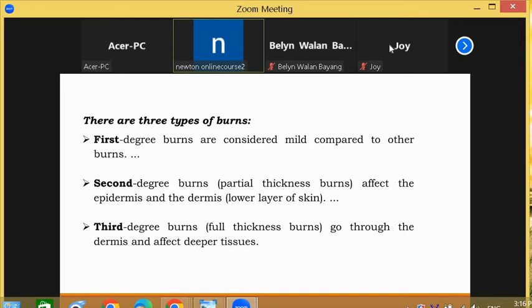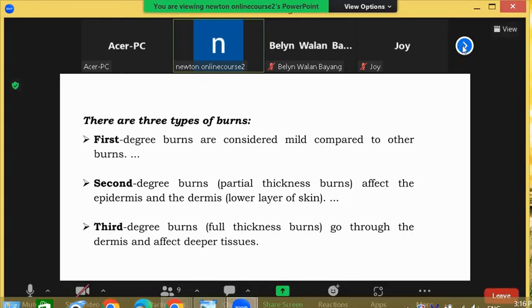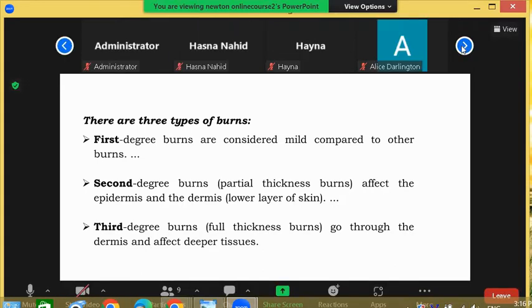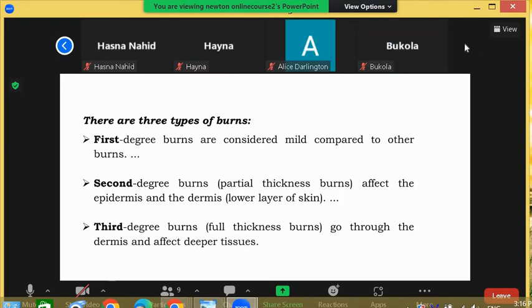First degree burns are considered mild compared to other burns. So the first degree burn is the smallest one. Okay, compared to the other ones, all burns are painful, but compared to second and third degree, it will be very less.